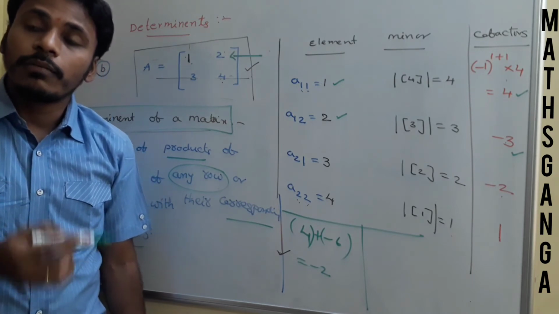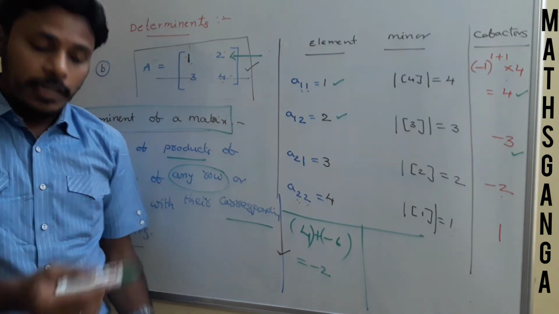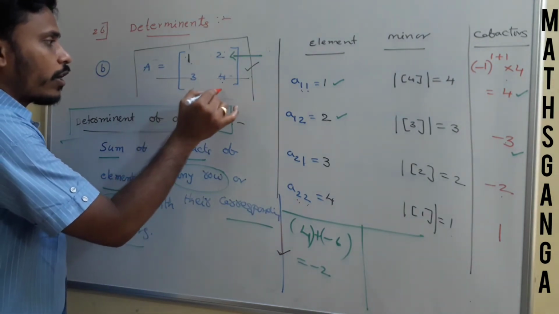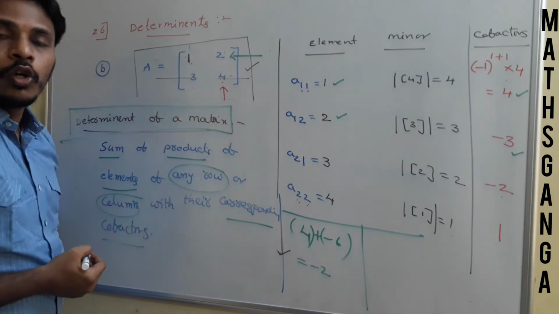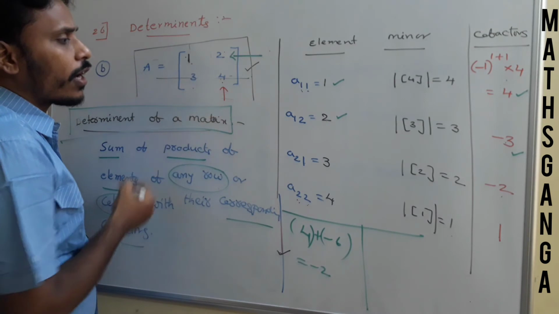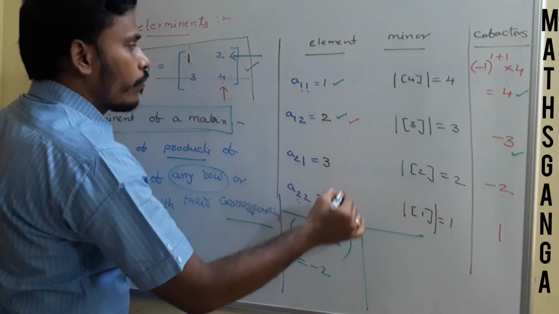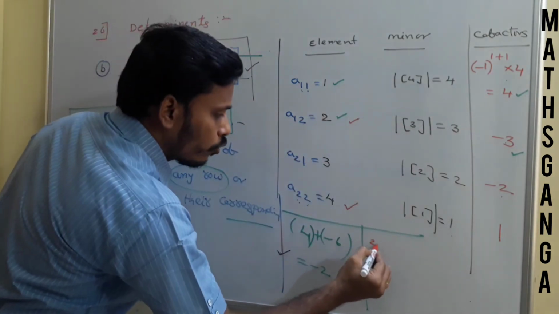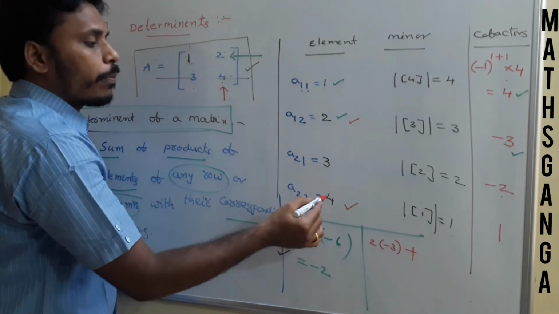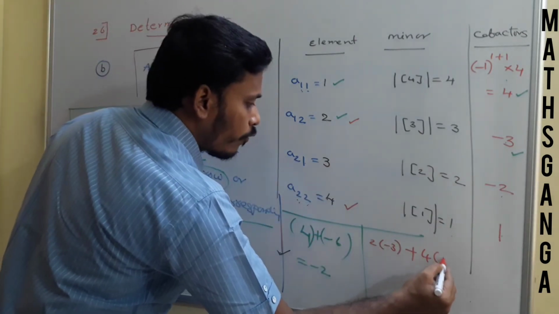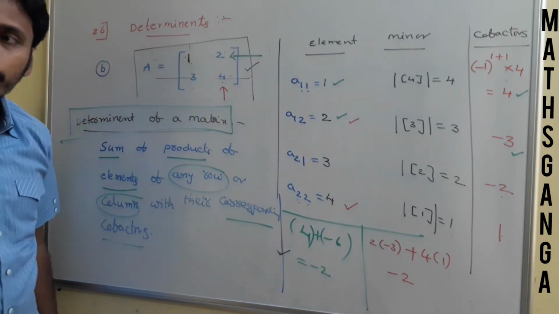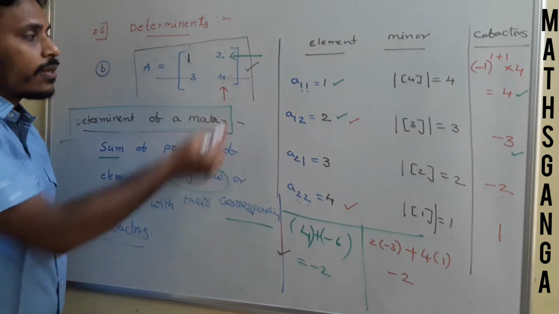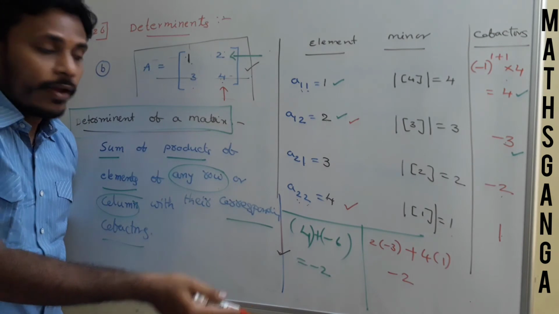So the determinant is simply nothing but take any row or any column and multiply with their corresponding cofactors. For example, suppose you concentrate on the second column. What is the second column? 2, 4. So pay your attention on the elements of this second column, this 2 and this 4. Multiply this 2 with its cofactor: 2 into minus 3, plus multiply this 4 with its corresponding cofactor: 4 into 1. Again the result is minus 2. First row multiplied with the corresponding cofactors, your answer is minus 2. Second column multiplied with their corresponding cofactors, you are getting minus 2.